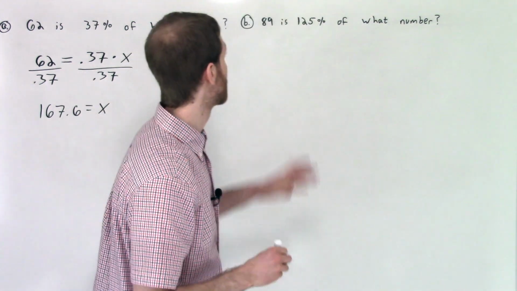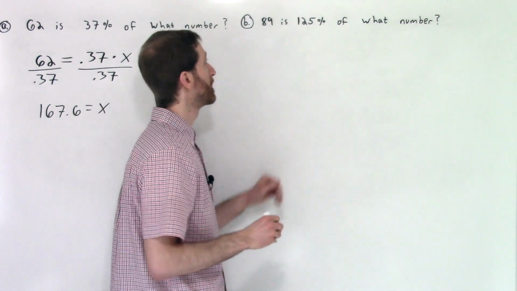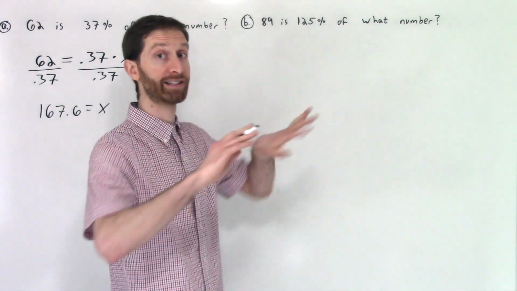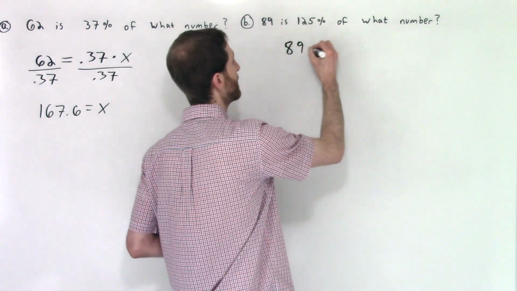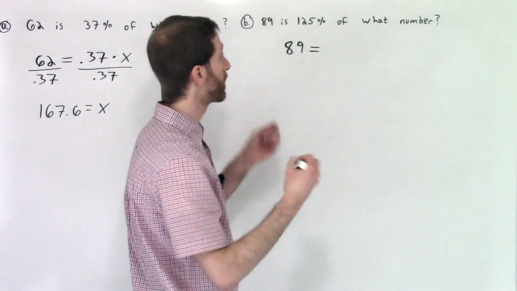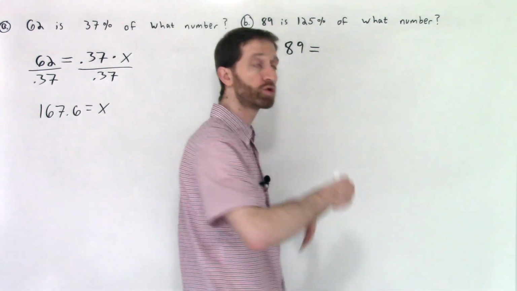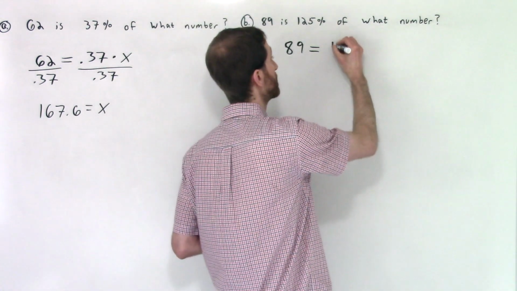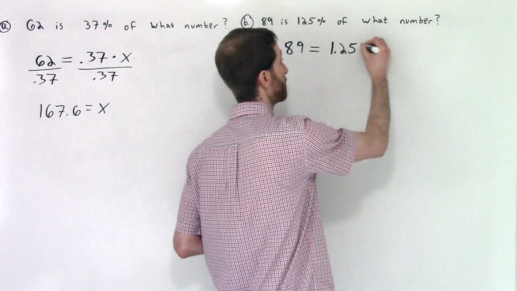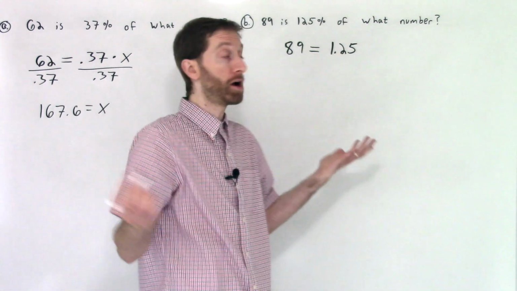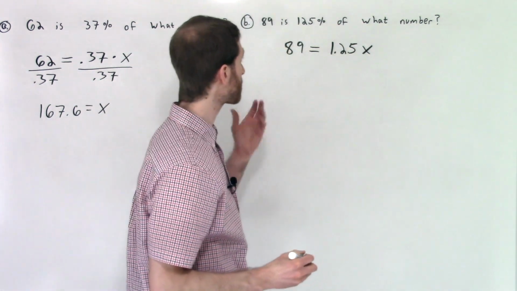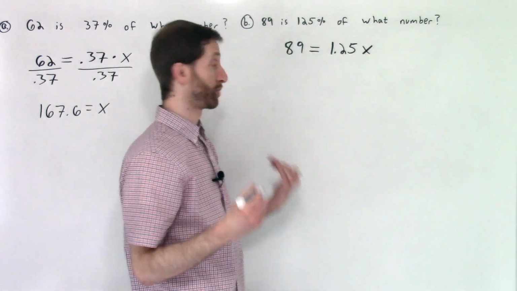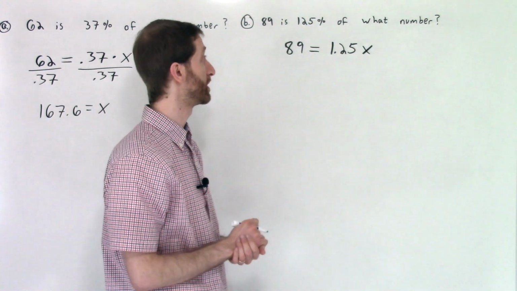All right, let's translate this one into an equation. So we've got 89 is. I stop there and I translate it. So 89 is, so that's equals 125%. That's 125 out of 100, or 1.25 of what number? Well, I don't know. Of something. So times x. And again, here we've got a direct translation. All we got to do now is solve it.